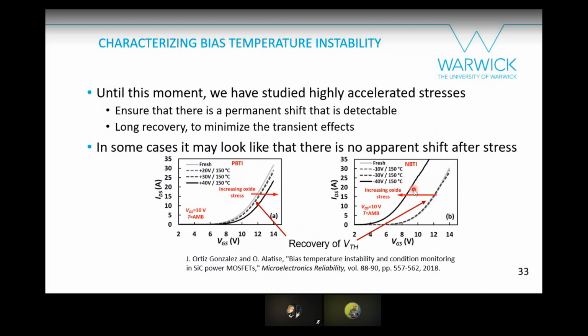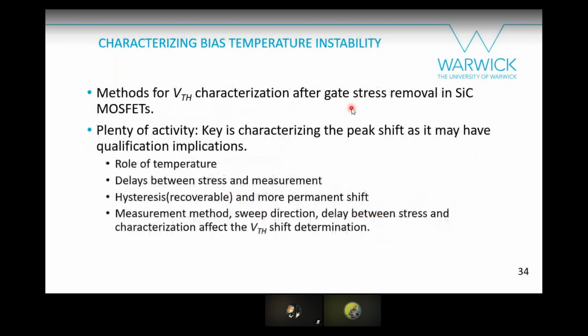So that's key to understand and to characterize, to be sure that you are characterizing and determining the real shift. So methods for VTH characterization after gate stress removal are required, and there is plenty of activity. So key here is characterizing the peak shift, and this may have qualification implications.